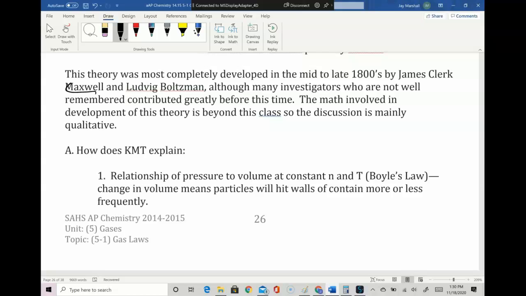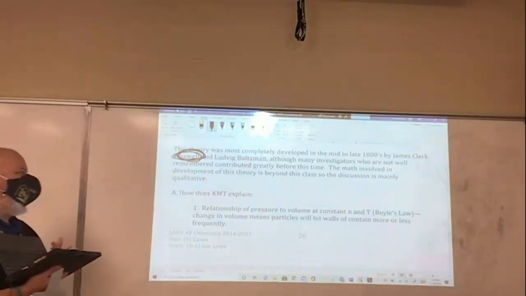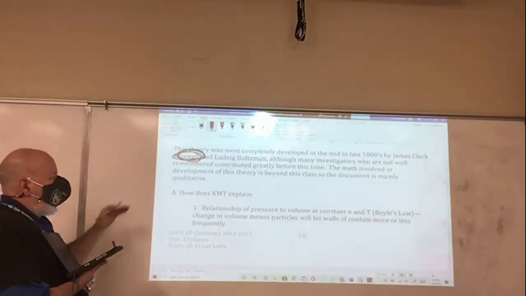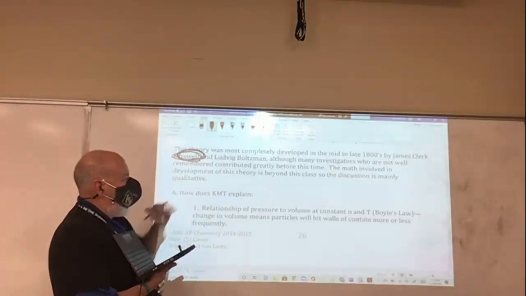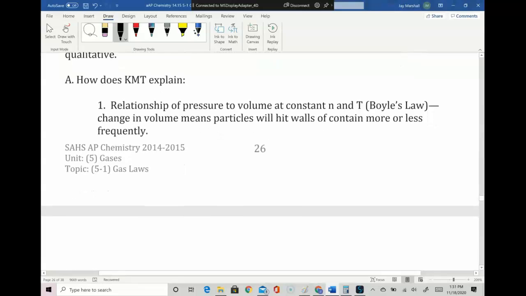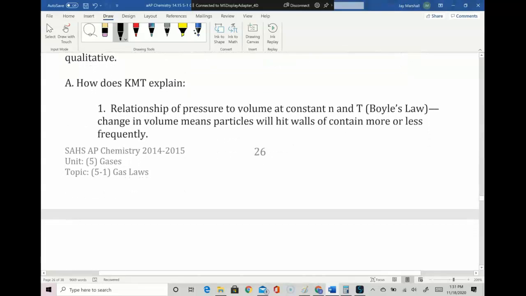James Clerk Maxwell, probably the greatest living theoretical physicist of all time, even considering Einstein. They're both in the class by themselves. And another guy named Ludwig Boltzmann, although many investigators who are not well remembered contributed greatly before this. The math involved in the development of this theory is beyond the class, so most of this is conceptual, thankfully.